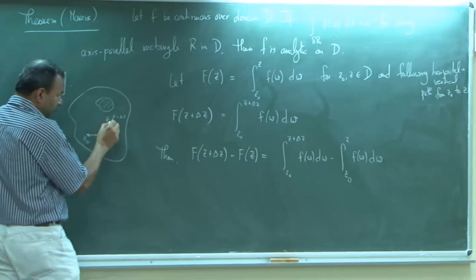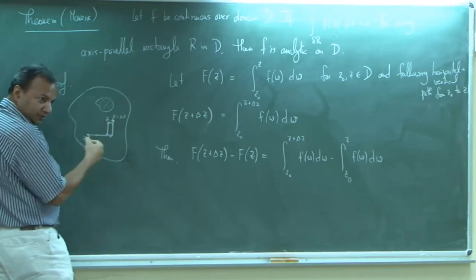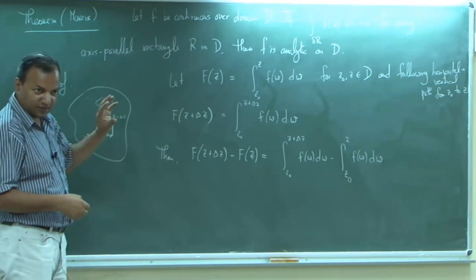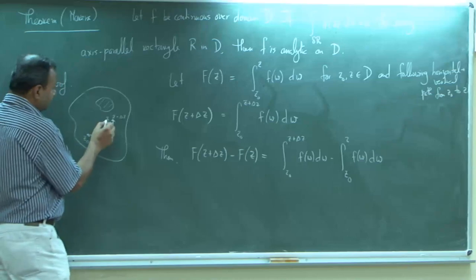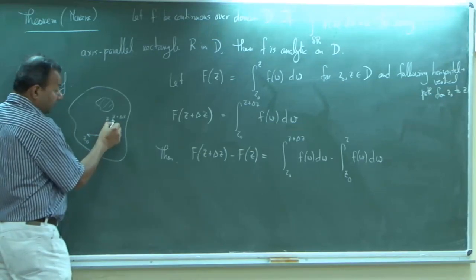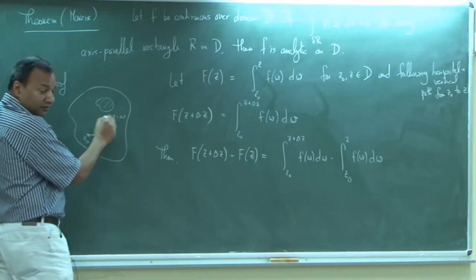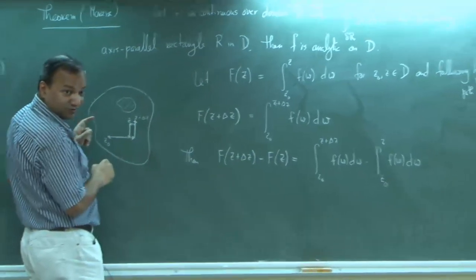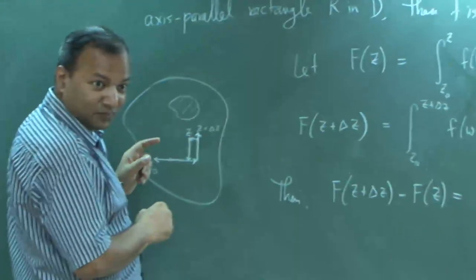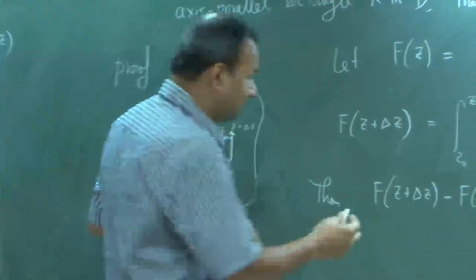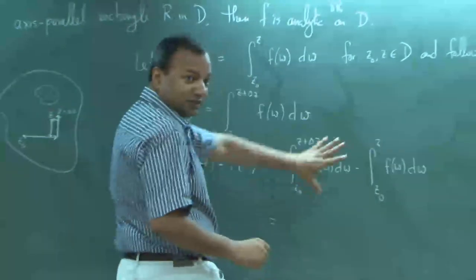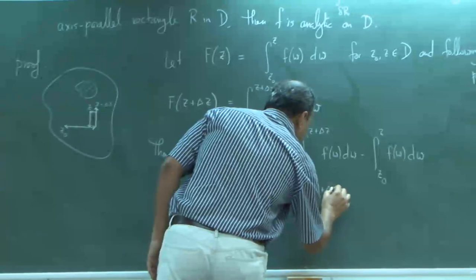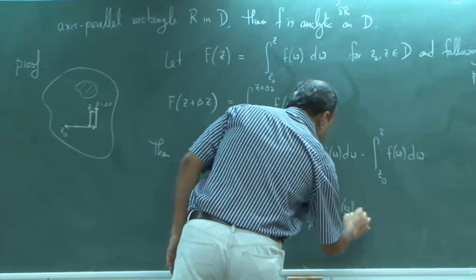The fourth side addition would be going in this direction, and if you add that, then this whole thing is 0, that part, and you subtract it, which means integrate from here to here, that survives, and then this from this point to this point also survives. So, that is all that survives. Which means that this expression on the right hand side is equal to the integral from z to z plus delta z of f w dw.